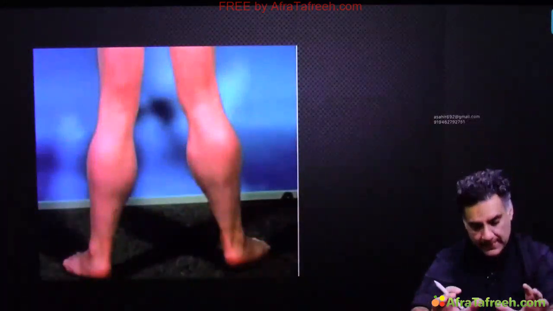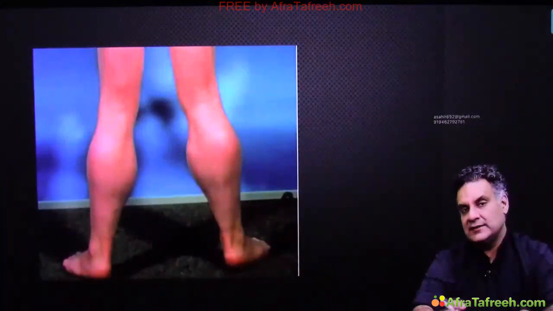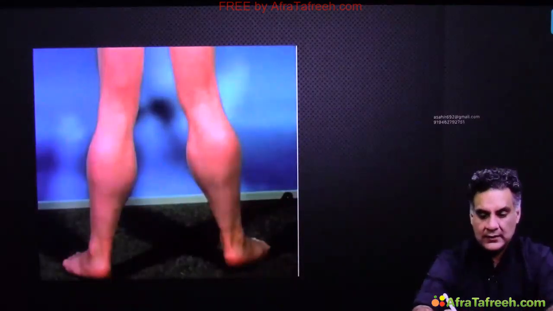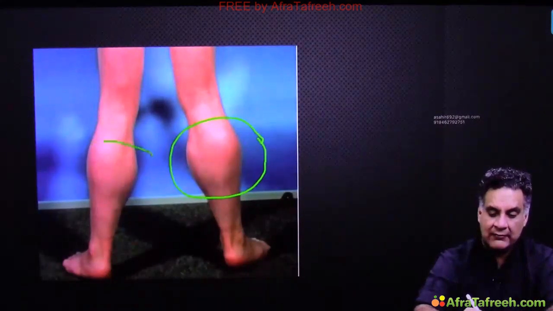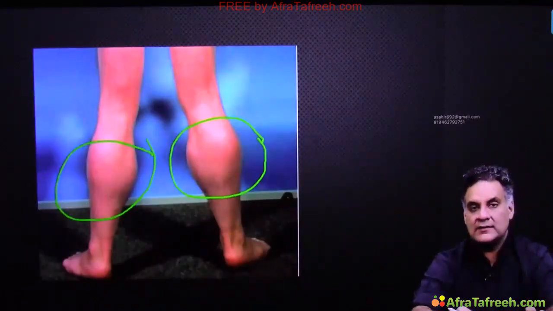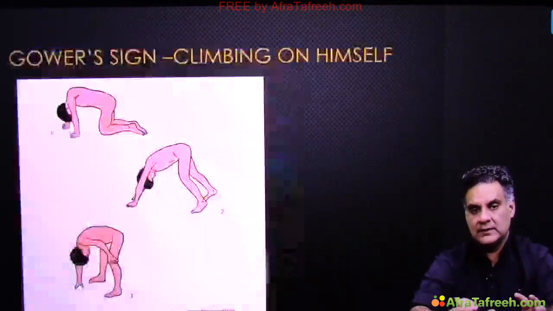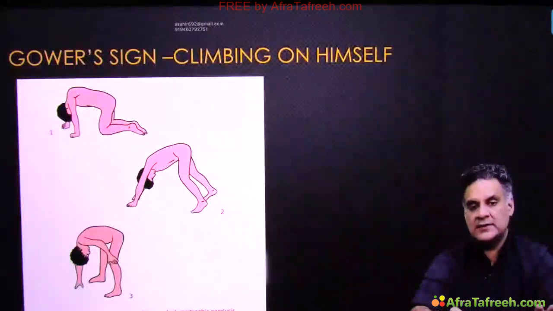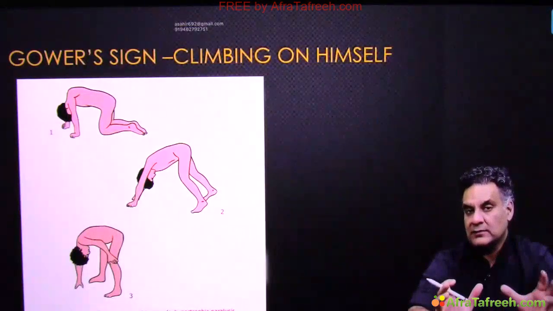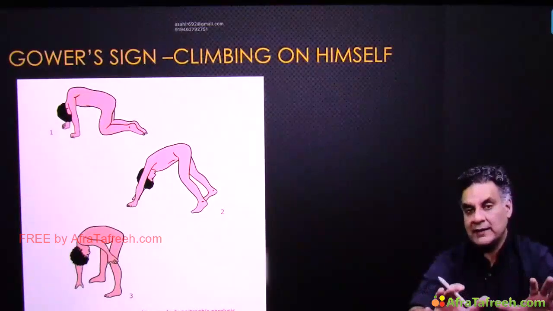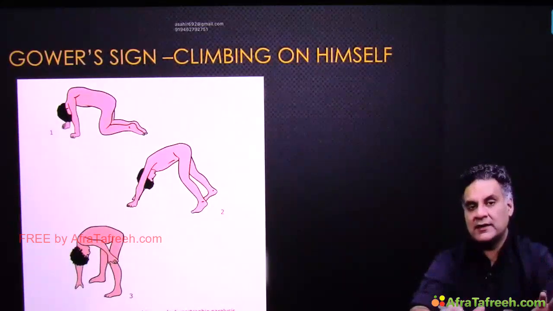If you classically look at this child and you have a spot diagnosis, there appears to be thickened calves. This is called pseudo-hypertrophy of the calf. This is seen in a condition in which your proximal muscles are weak and you have to take support of your body to climb up, called Gower's sign.